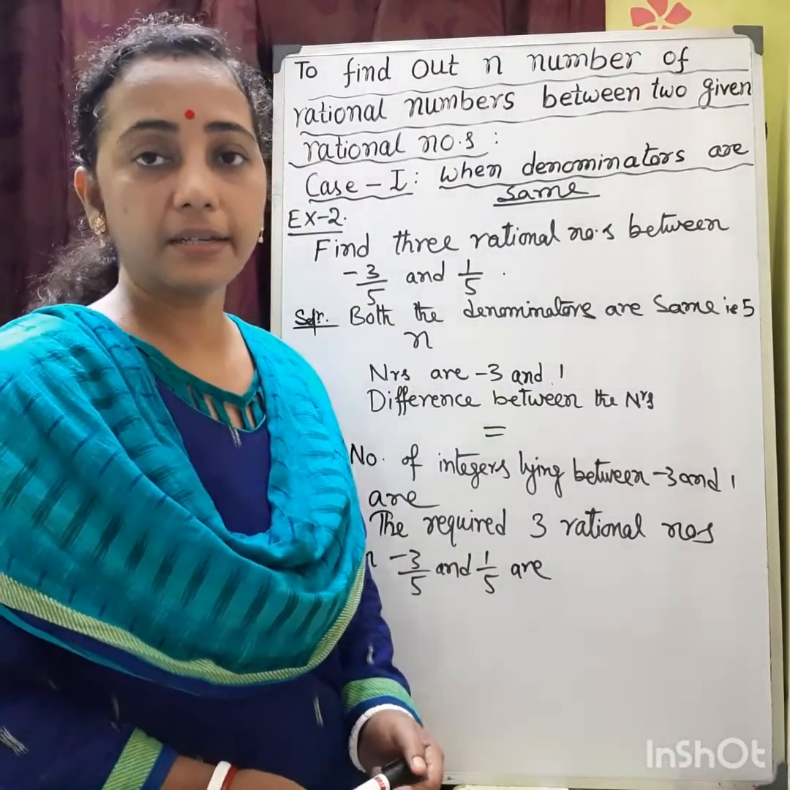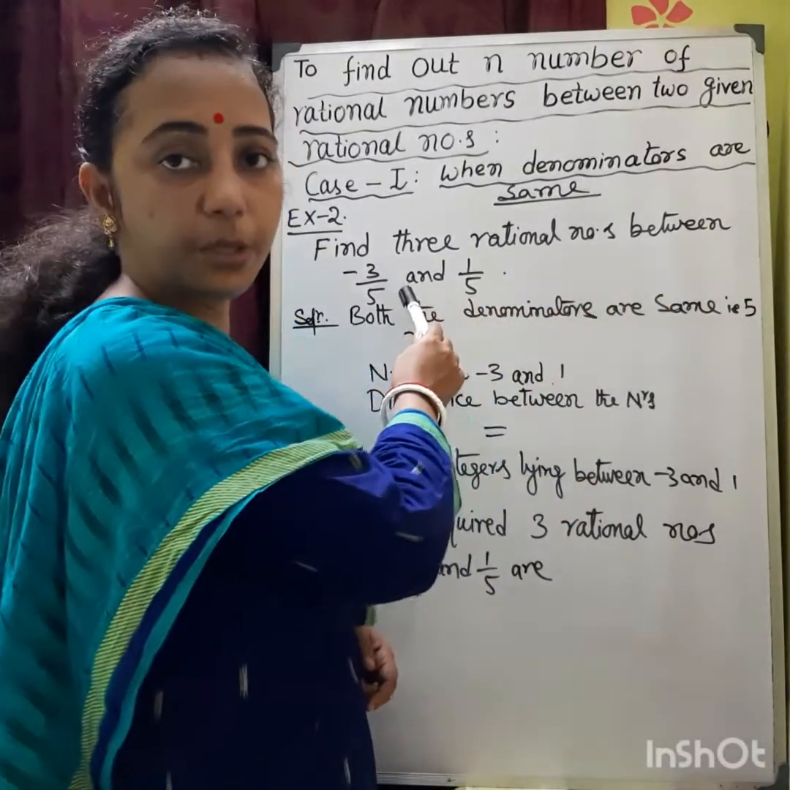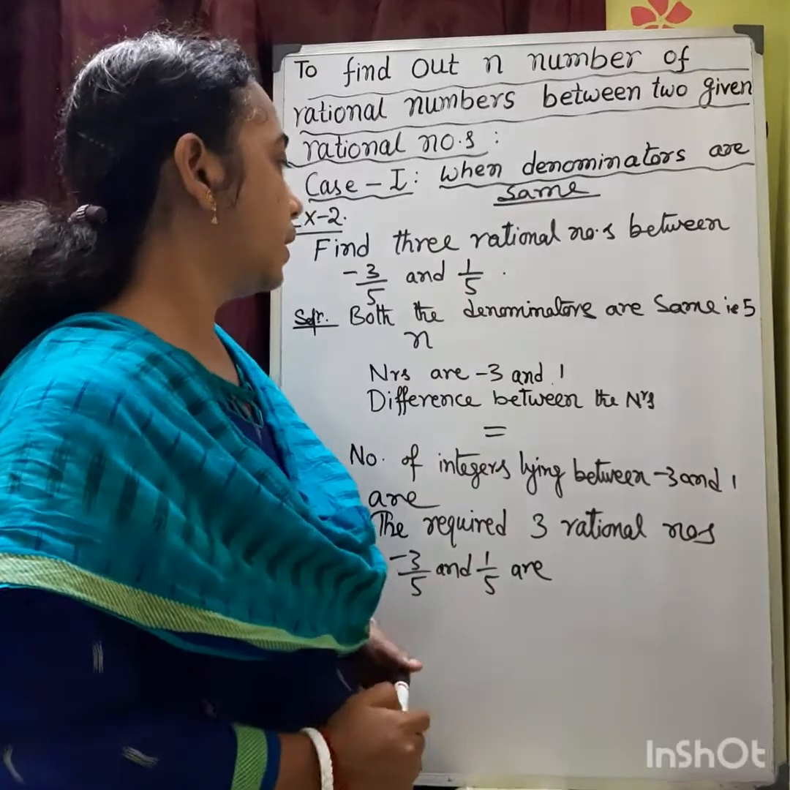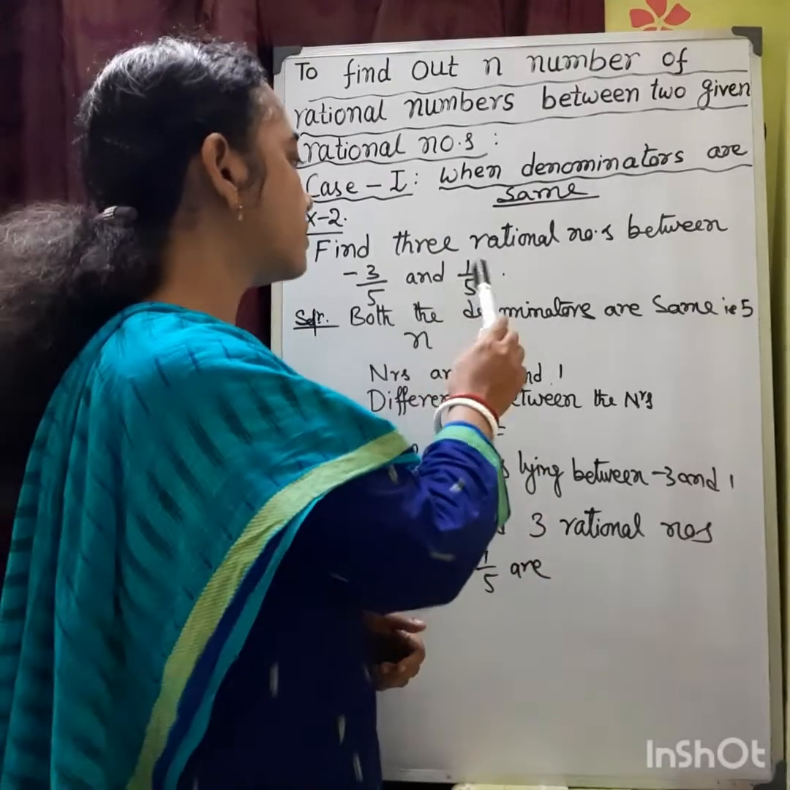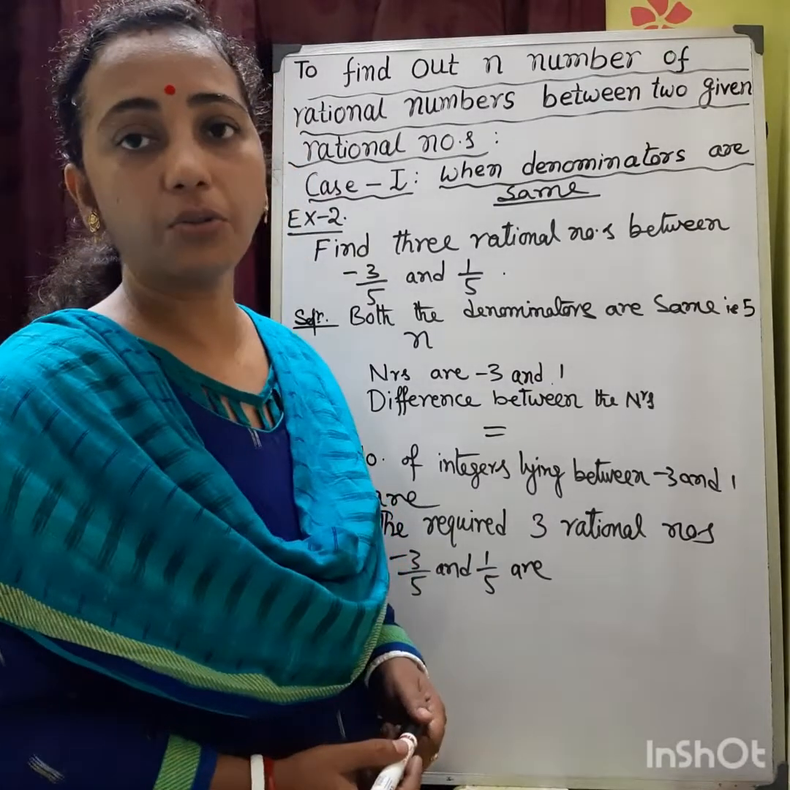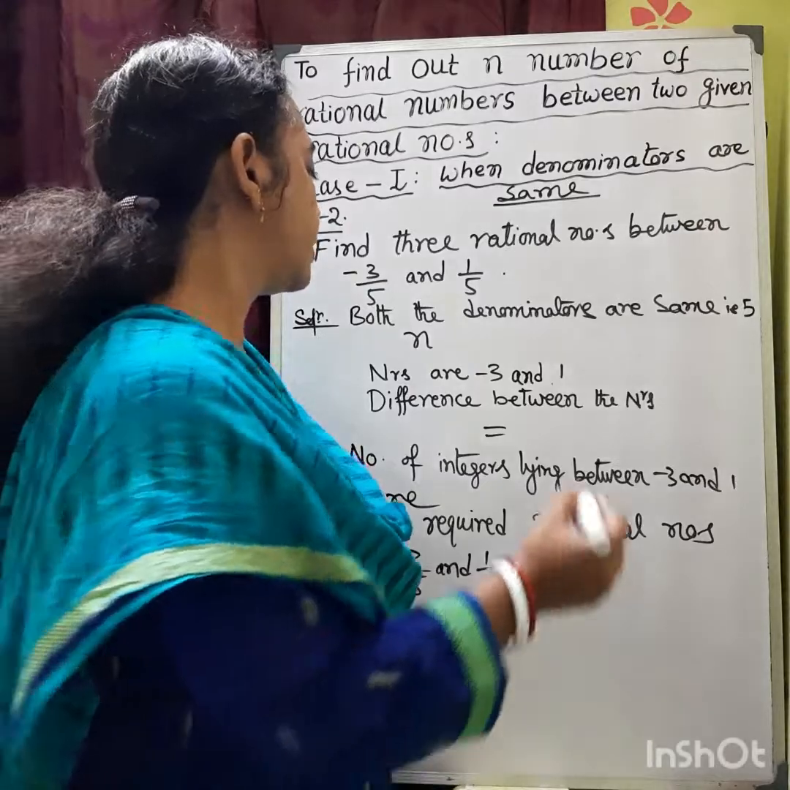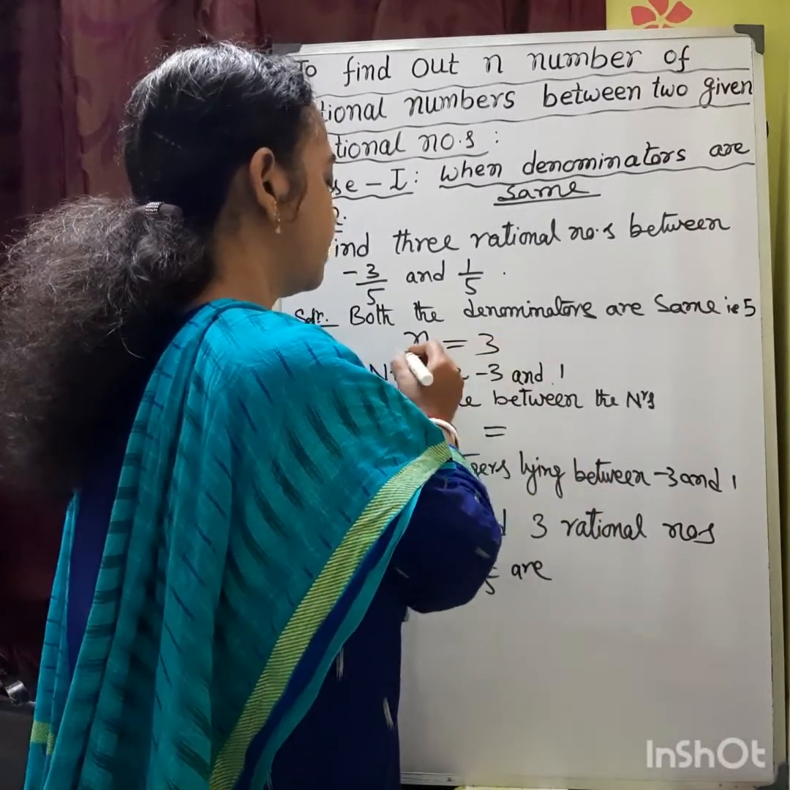Now let us consider another example: find 3 rational numbers between minus 3 by 5 and 1 by 5. In this case both the denominators are the same, that is 5. And we have to find 3 rational numbers between the two given rational numbers. So here we take n is equal to 3.